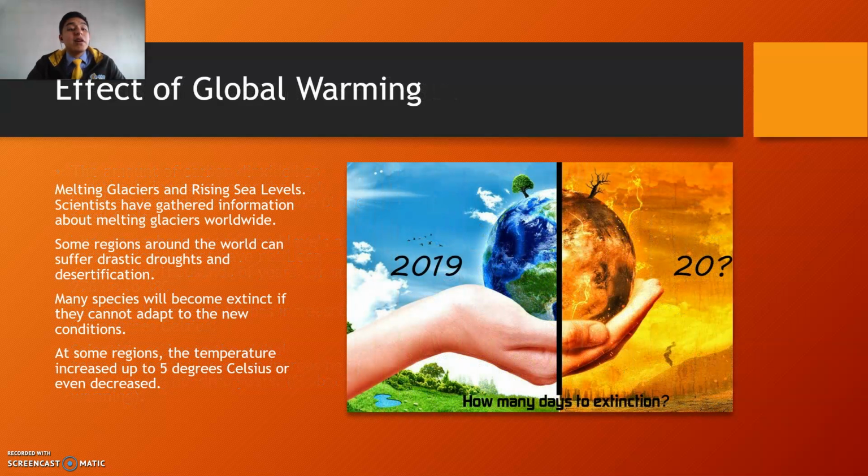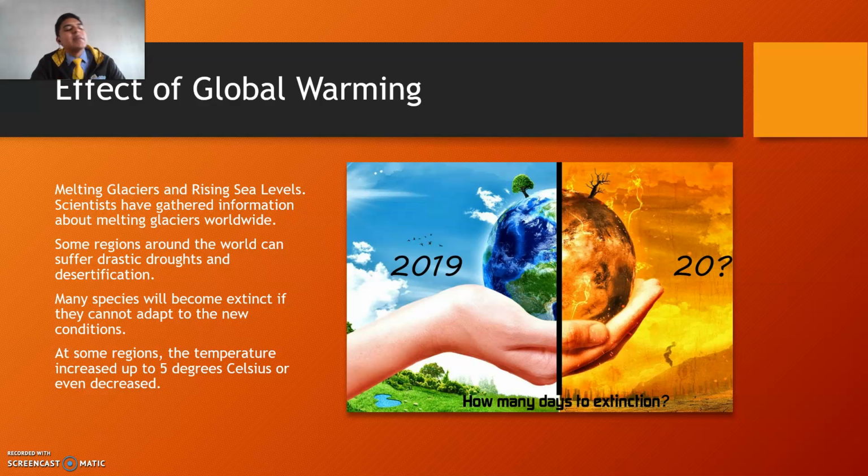Okay, now we have effects of global warming: melting glaciers and rising sea levels. Scientists have gathered information about melting glaciers worldwide. So it's very unfortunate, and I'm pretty sure that you have seen several news reports about melting glaciers, for example, in the North Pole and the South Pole. And linked to that problem, we can see that there are some species that are about to be extinct because of these changes in our planet.